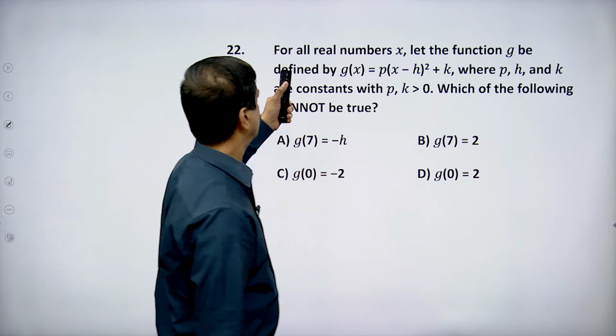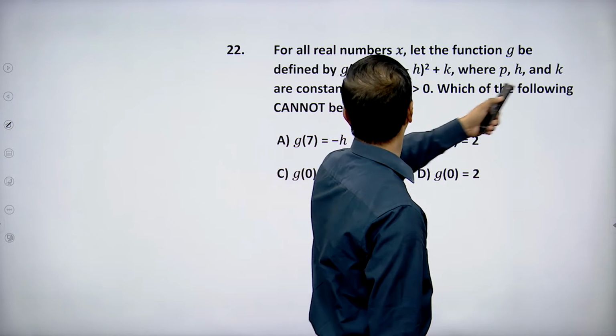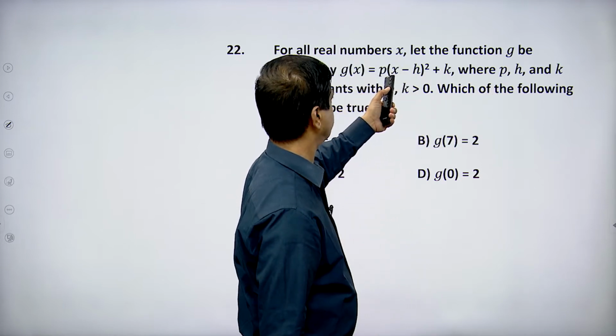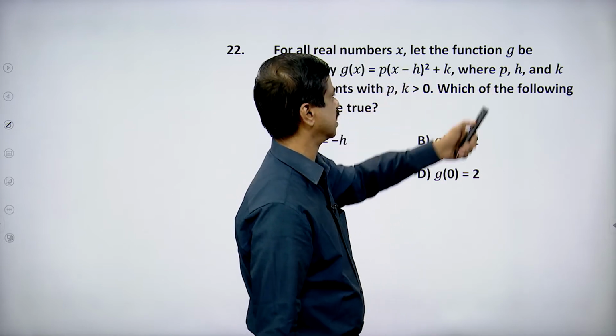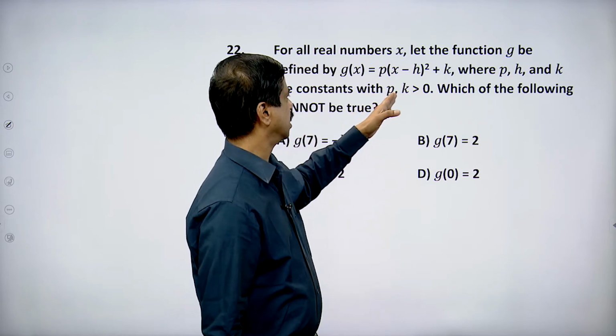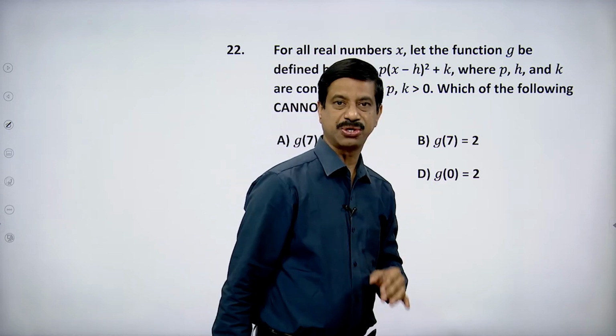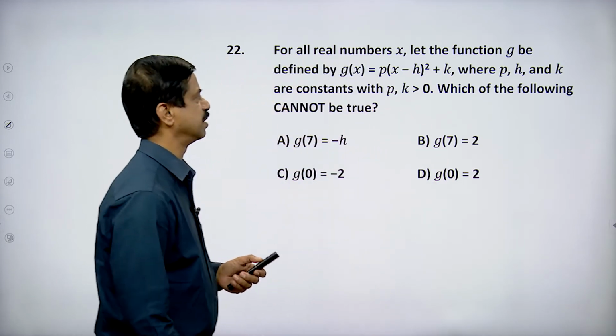Now you look at this. For all real numbers x, let the function g be defined by g of x equal to p of x minus h whole square plus k, where p, h, k are constants with p comma k greater than 0. Which of the following cannot be true?